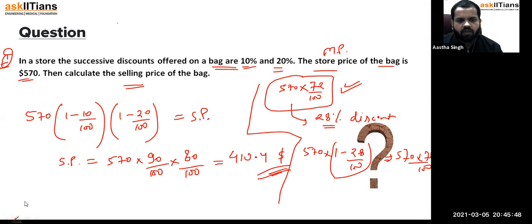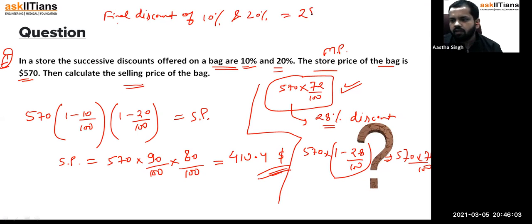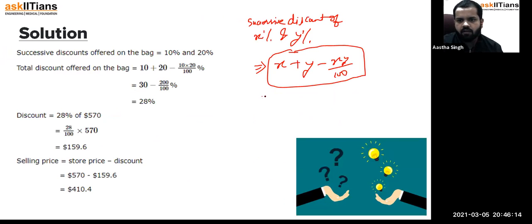So the final discount of 10% and 20% is 28%. Right or not? 28%. And how have we done it? This is how we do: just write 10 plus 20 minus 10 into 20 upon 100.